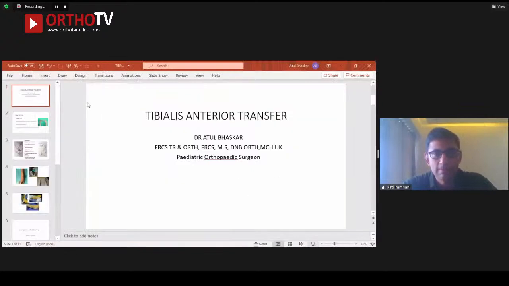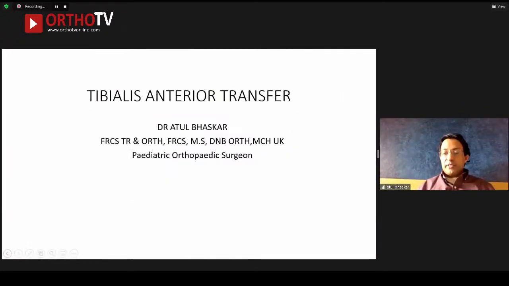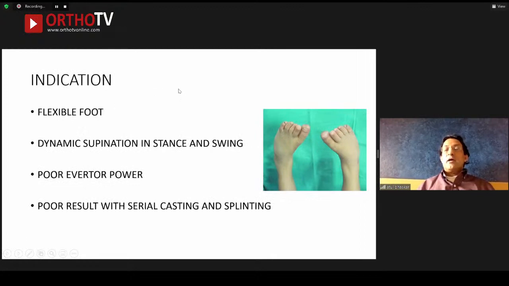I'm just going to briefly talk about the tibialis anterior tendon transfer. The ideal indications are that the foot should be flexible. They should have dynamic supination in stance and swing with a big peroneal. If they're not, you can try serial castings and increase your splinting duration. And if you don't succeed, you can go ahead with the tibialis anterior transfer.